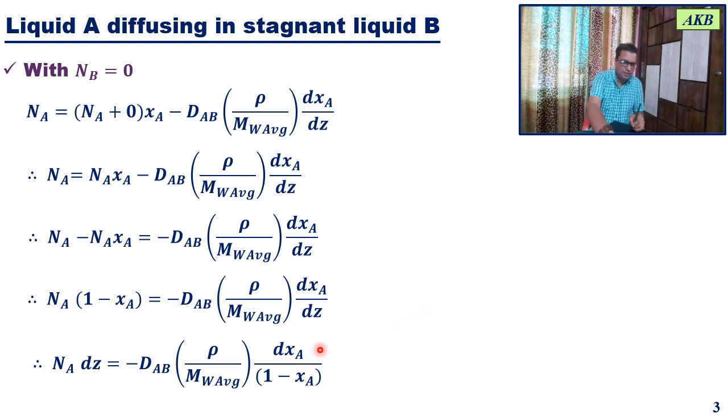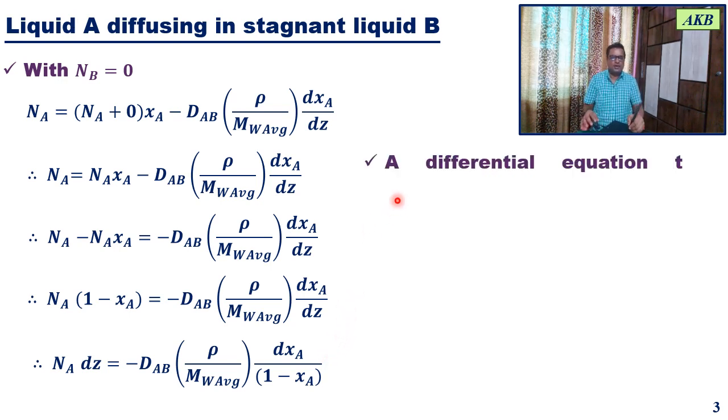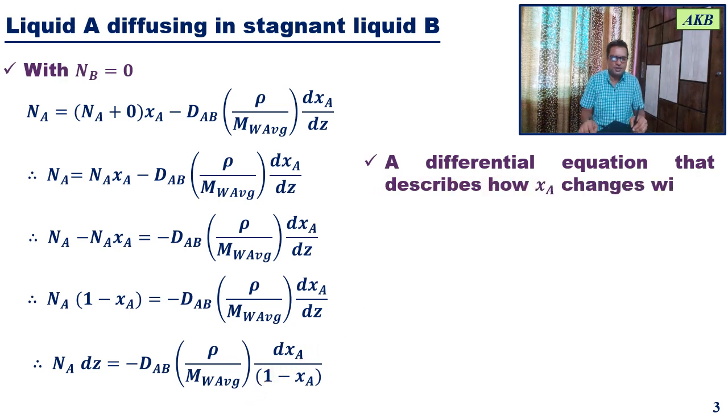Okay. So what can you say about this equation after you get it? This is a differential equation. The equation that you have obtained at the end of this step is a differential equation that describes how xa is changing with z. How xa changes with z, you can get after you solve the differential equation.